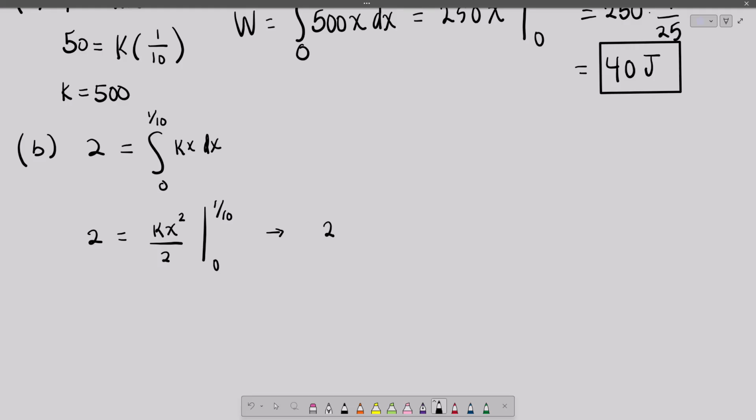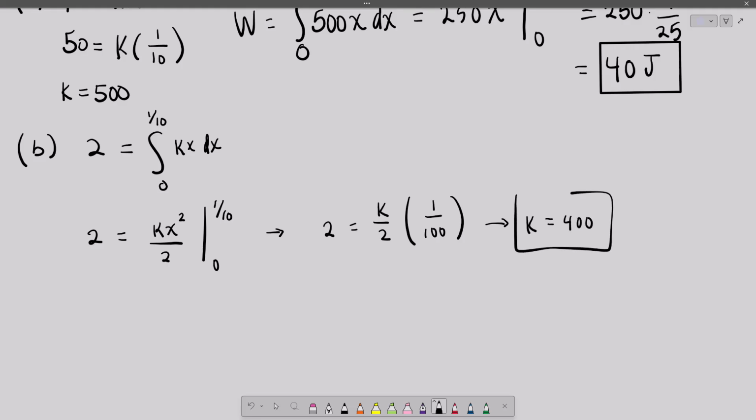So we have 2 equals, let's finish off the right-hand side, and then we'll go from there. So the k over 2 is constant. 1/10 squared is 100th, minus 0. And now we solve for k. On the right-hand side, we have 200 in the denominator. We multiply both sides by 200, and we'll get that k is 400. So that is going to be our spring constant for the second one. So the force function would be 400x. That is our force function.